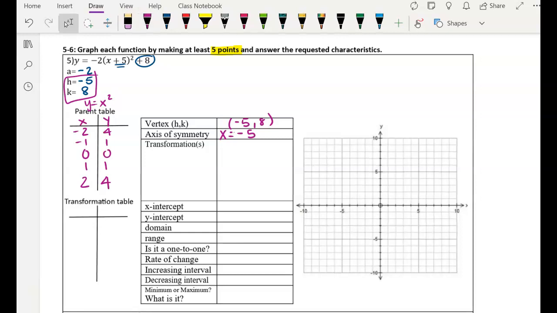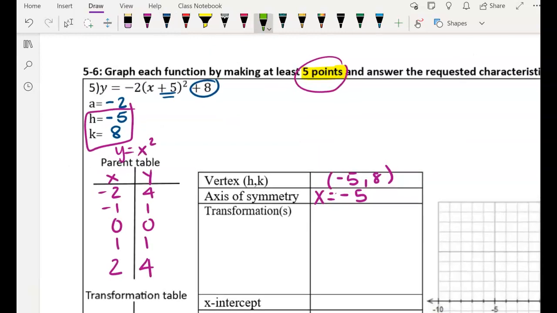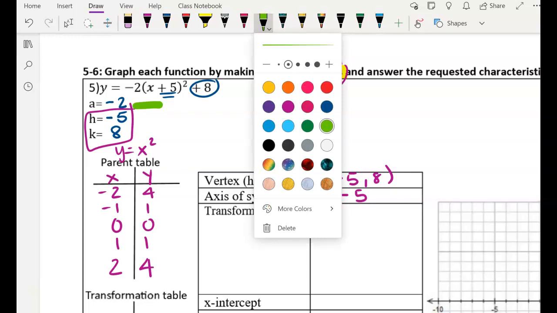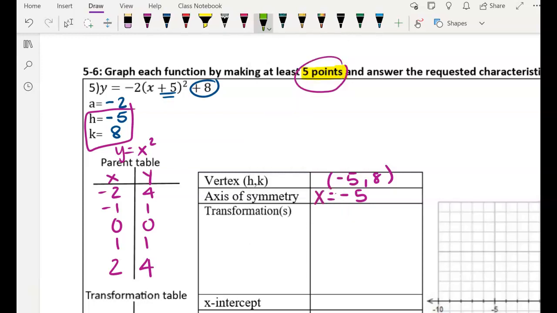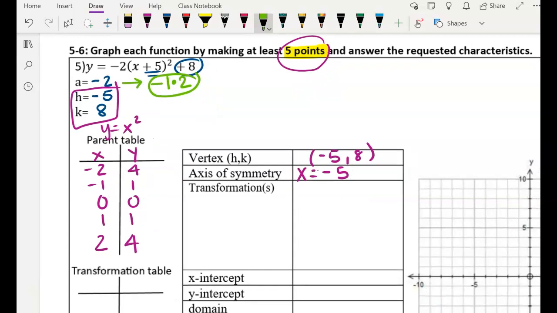It says make 5 points on our transformation, so we are going to state the transformation so we can use it. Now this one's really tricky and I want you to make sure you pay attention, okay? This -2 right here, students, is technically a -1 times a +2. So this itself has 2 transformations. So currently this problem has 4 transformations.